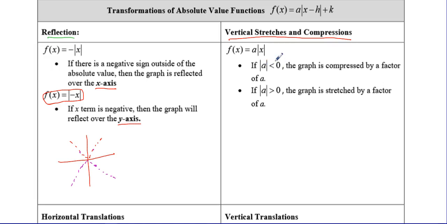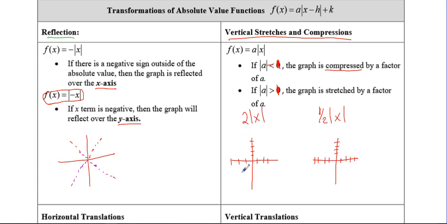So less than 0. Actually, that should be less than 1 or greater than 1, right? Because less than 1 is a fraction, right? When you multiply by a fraction, you're going to compress, right? The values will get closer to each other. If you were to multiply by a number greater than 1, then it's going to get farther away. Your y values will grow larger.